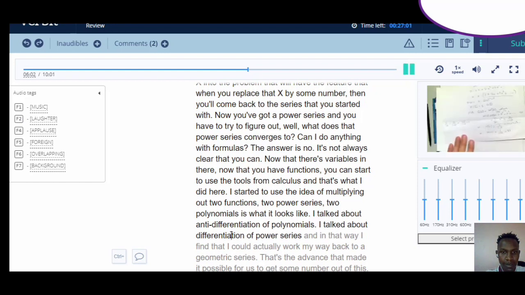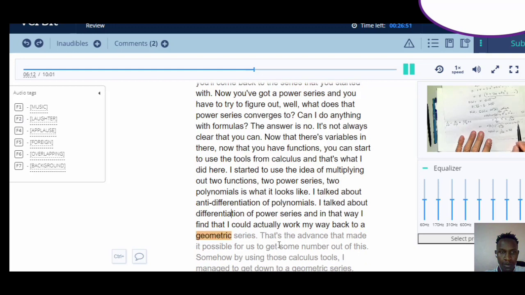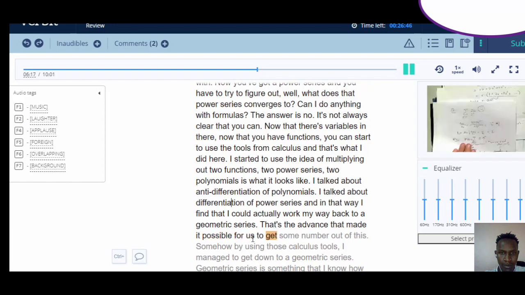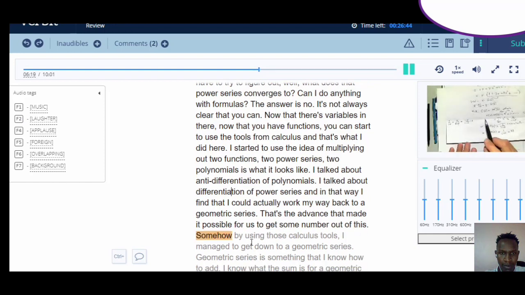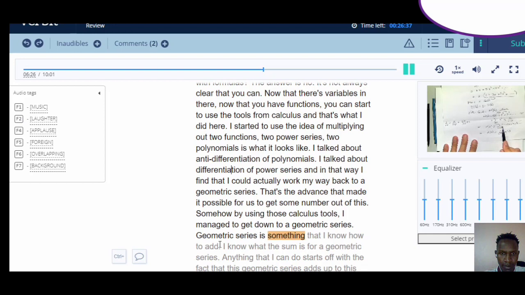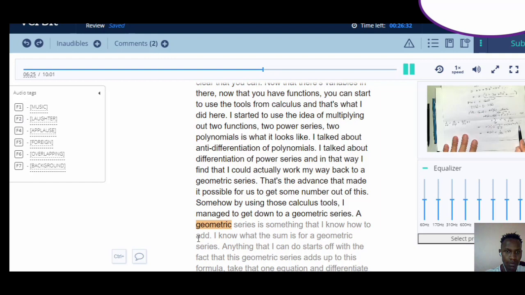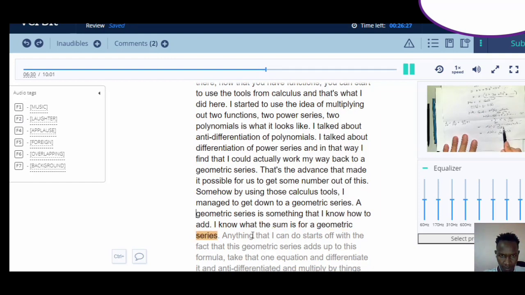Differentiation of power series. And in that way, I find that I could actually work my way back to a geometric series. That's the advance that made it possible for us to get some number out of this. Somehow, by using those calculus tools, I managed to get down to a geometric series. A geometric series is something that I know how to add. I know what the sum is for a geometric series.